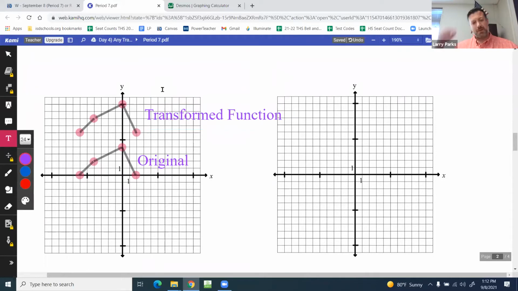Okay. In geometry, we use notation. We would use a little prime symbol to show that this was the transformed one. You might also see this written as f of x, and that written as g of x.